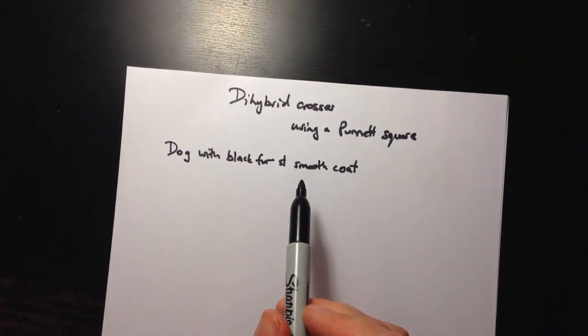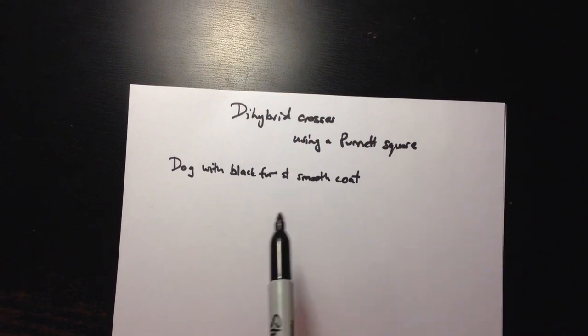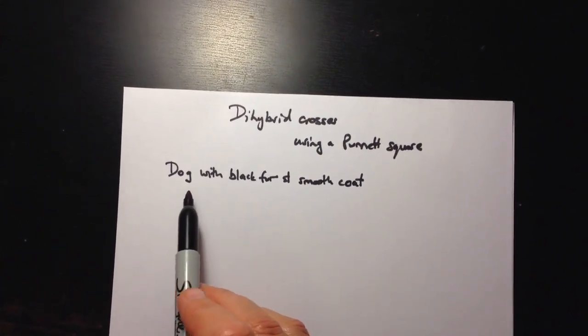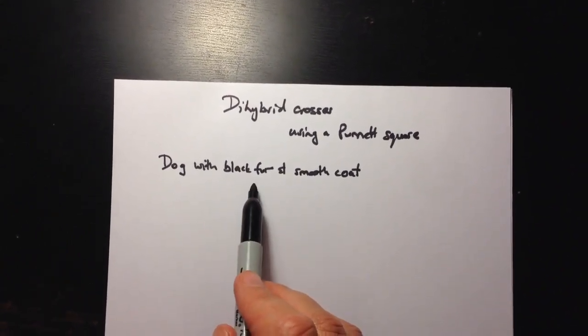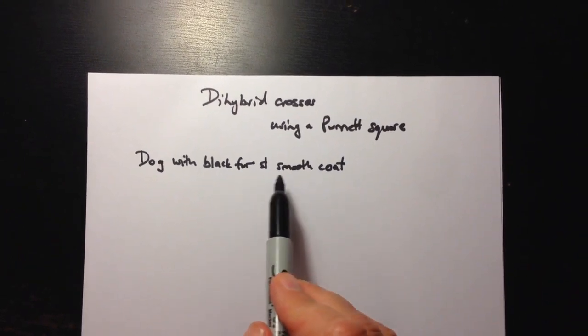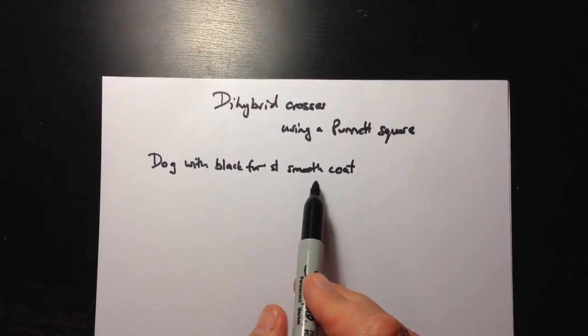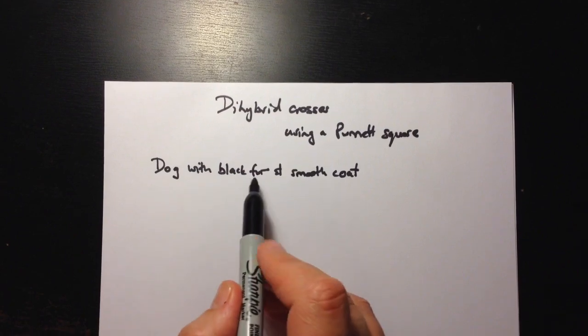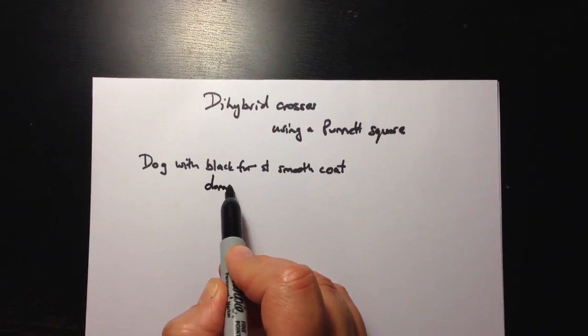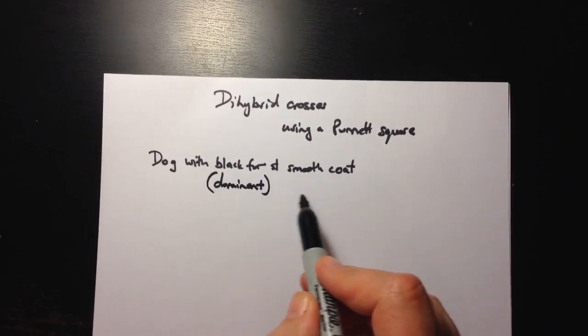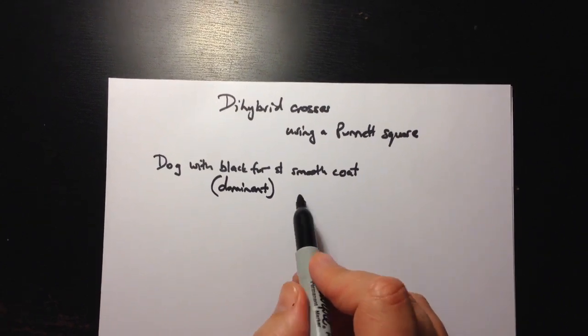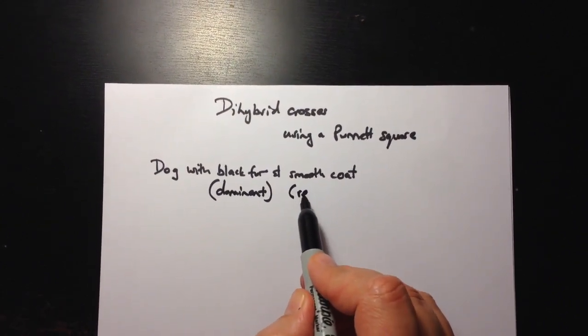So I'm going to show you how to set up a dihybrid cross using a Punnett square. Let's use the example of a dog with black fur and a smooth coat. These are two different genetic traits. Let's say that the black fur trait is the dominant trait and the smooth coat, the other gene involved, is a recessive trait.